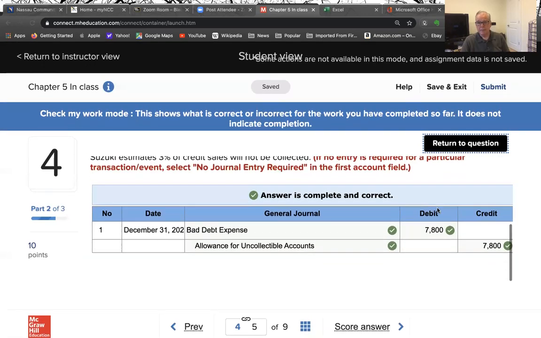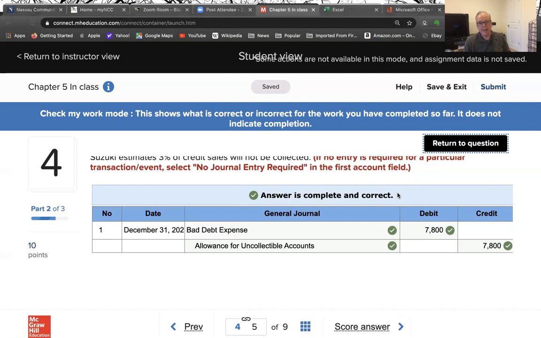Okay. So actually, I like this method better because I don't have to worry about what's in the allowance account. I just multiply whatever credit sales are times whatever percentage they give me. And I don't have to worry about the allowance for doubtful accounts, making sure the balance comes out to be, you know, what I want it to be.